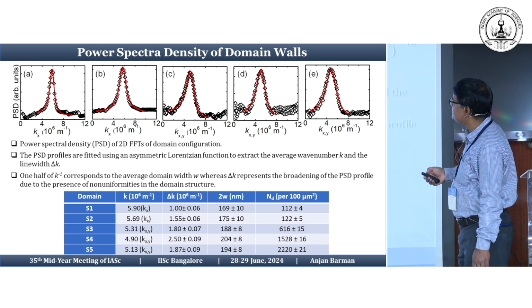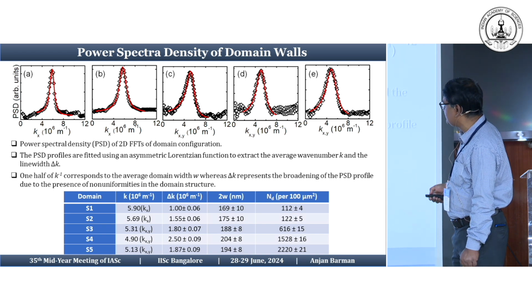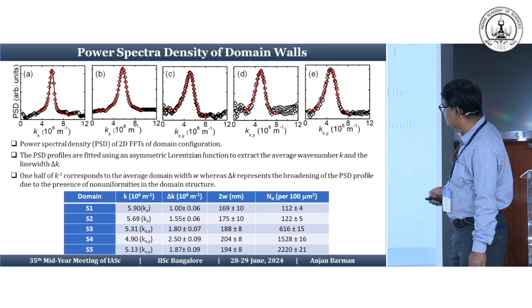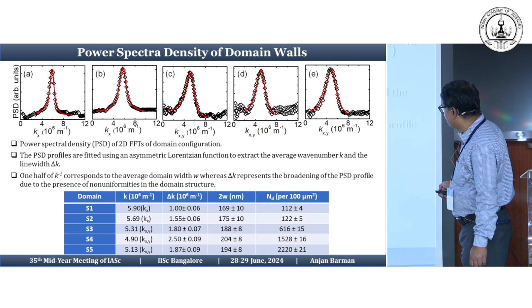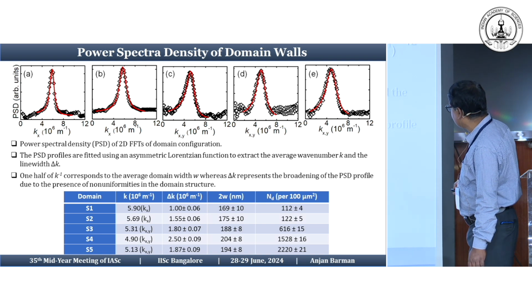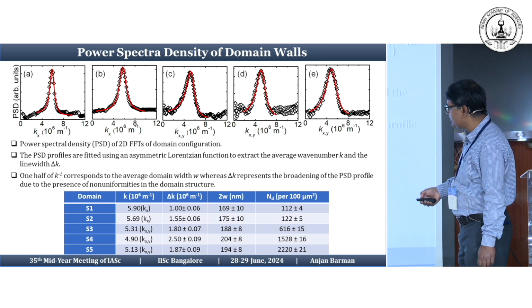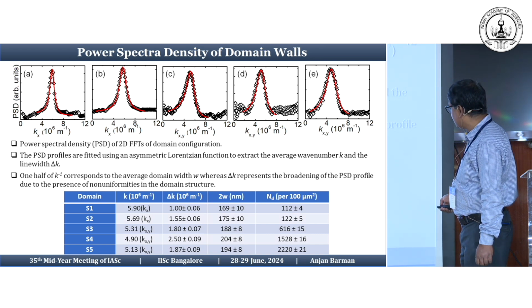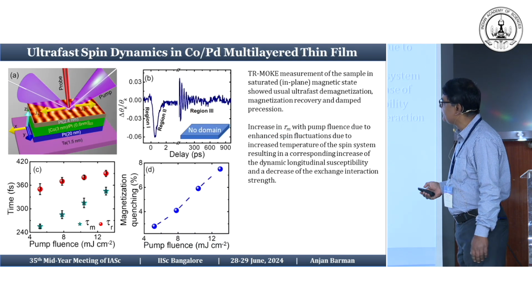So first we consider the power spectral density of the domain walls, and here you can see that we fit this with the asymmetric Lorentzian equation, and we found the average wave vector delta k, the domain wall width, and this is very important, the number of domain walls per 100 micron square. And we can see that as we go from the linear to the two-dimensional domain, the domain wall junction density increases enormously from 100 to about 2000. So this will have a role to play, as I will show here.